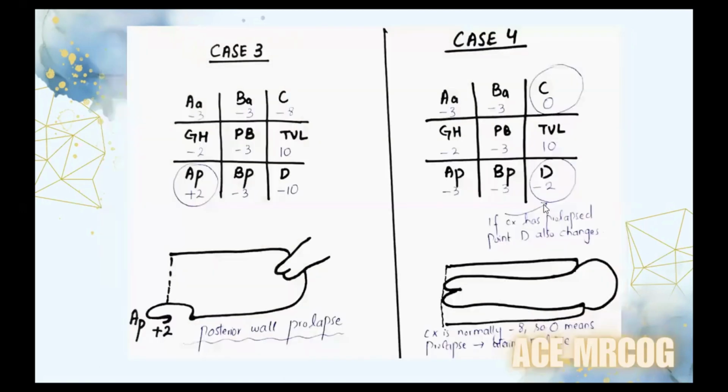Well, I was supposed to hide these for you to interpret, but now I have written them. So you can see here, AA is normal, BA is normal, C is normal, BP is normal, D is normal. Okay, so what's the problem here? It is basically AP. So what it means, it is a posterior wall prolapse. So what do we call it? What is it?